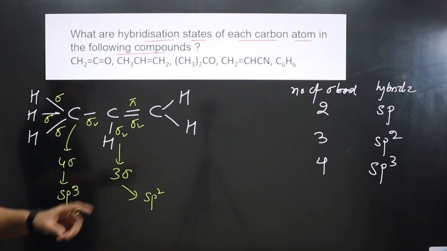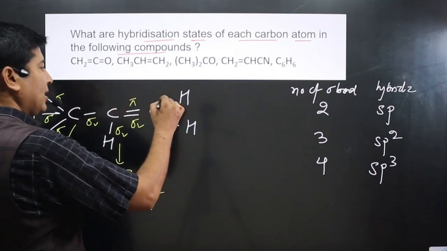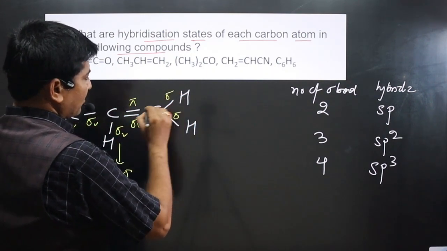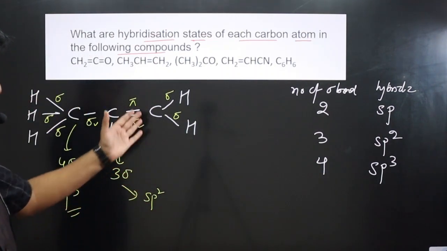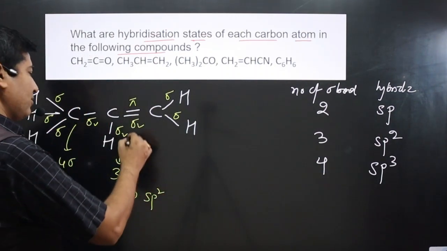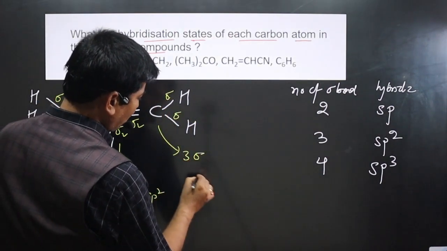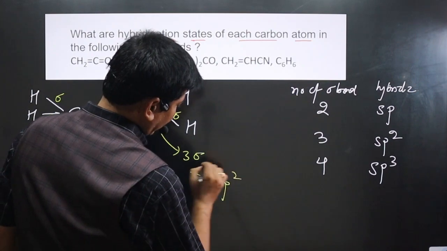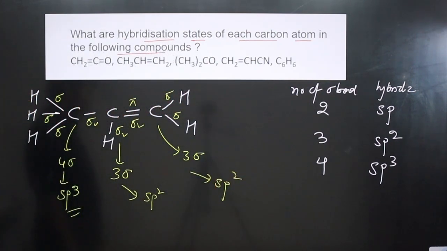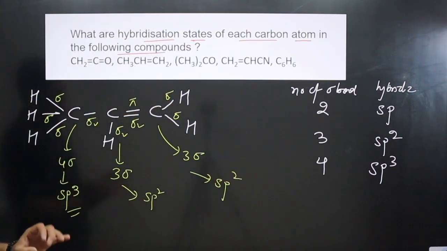Now move on to the third carbon. You can see a single bond is always a sigma bond. The second one is also a carbon-hydrogen sigma bond. You can see first sigma bond, second sigma bond, third sigma bond. It is also forming 3 sigma bonds, hence it is also sp2 hybridized.